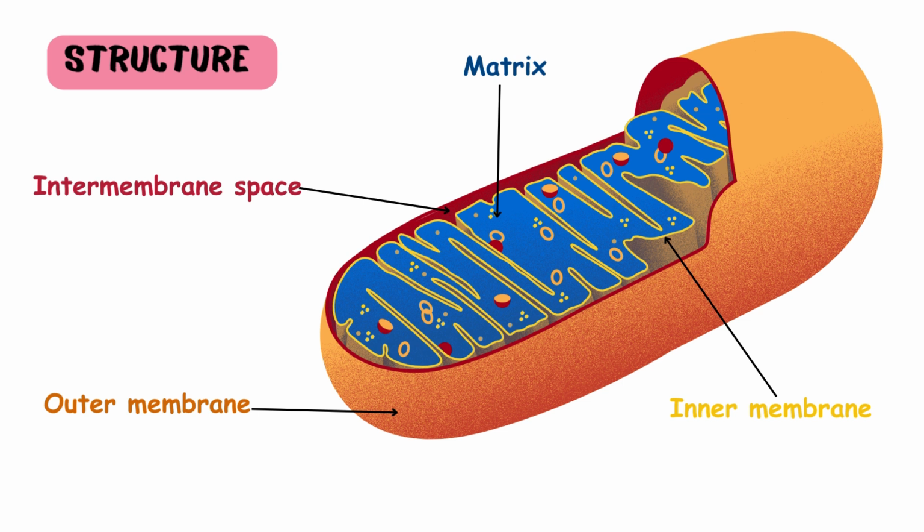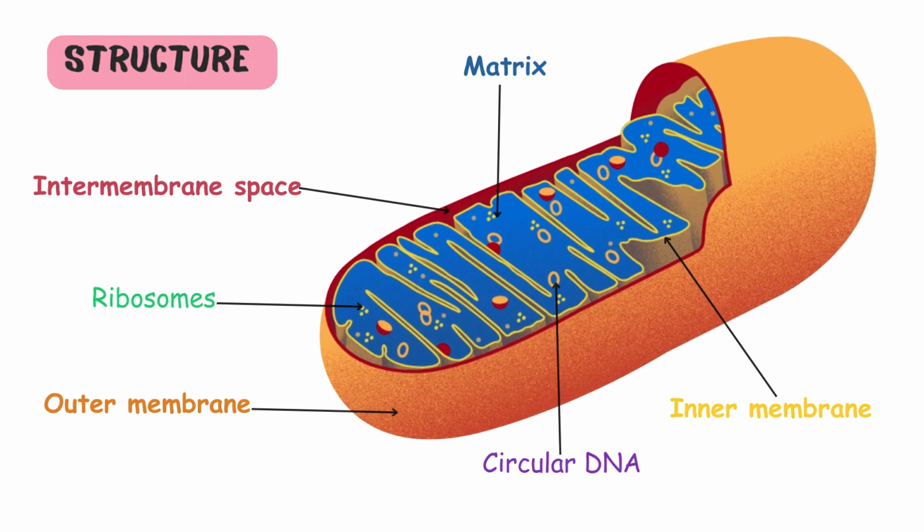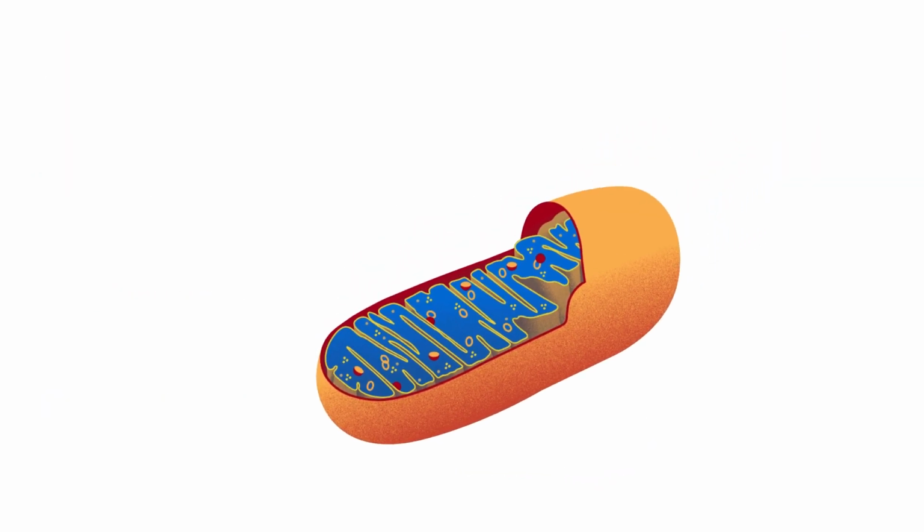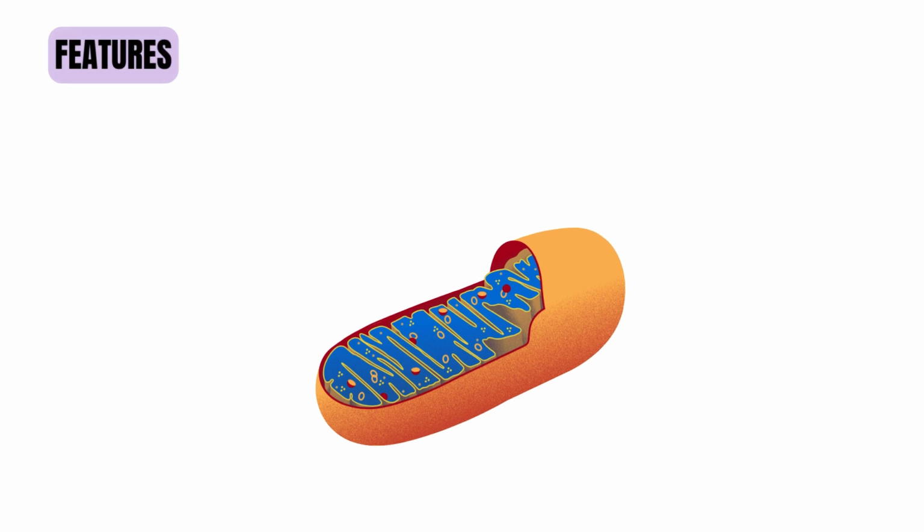The intermembrane space is the space between the outer and inner membrane, and the matrix is the innermost fluid-filled region, and it contains enzymes which are mostly required for the cycles. The matrix also has the mitochondrial DNA and ribosomes in it. Now let's look at the special features of mitochondria.